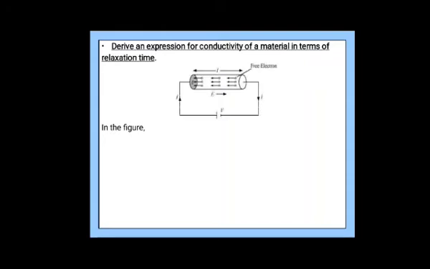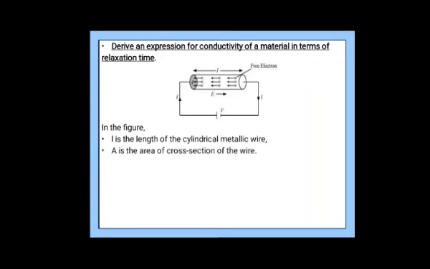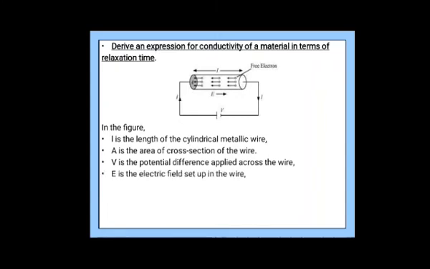Again you have to draw a simple conductor here, or a metallic wire you can say. L is length of the wire, A is area of cross section of the wire, V is potential difference applied across the wire, means you have to connect the battery. When the battery is connected, then definitely an electric field is set up in the wire. Due to this electric field, electrons start moving with a velocity, that is drift velocity. Let us denote it as Vd. Vd is drift velocity of the electrons and I is the current in the wire.